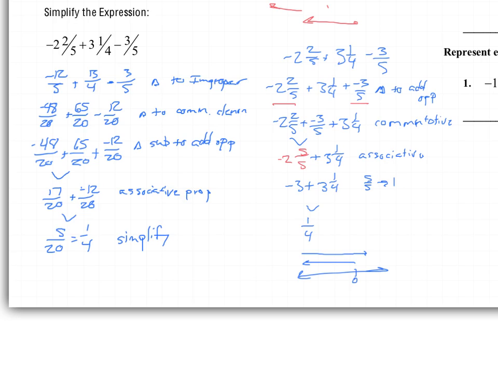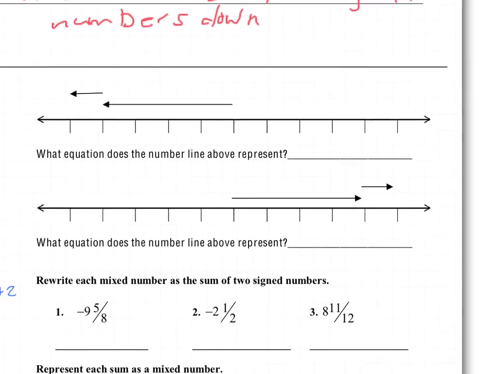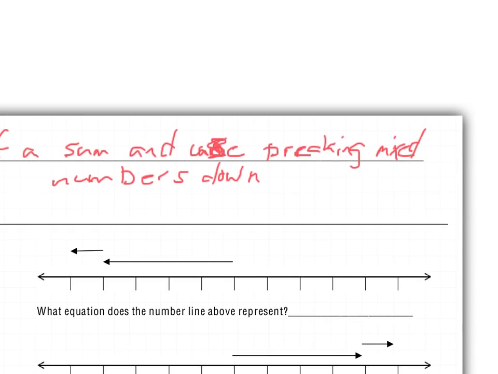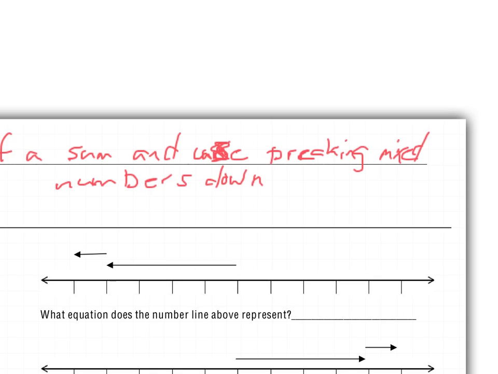Part of the idea behind being able to do this more quickly is that some of us maybe struggle with how to deal with these mixed numbers. So let's go ahead and look at what this might look like on a number line when we're looking at mixed numbers. What equation does the number line above represent? Go ahead and write down the equation for what this number line represents, if this is 0, this is 1, and this is -1.